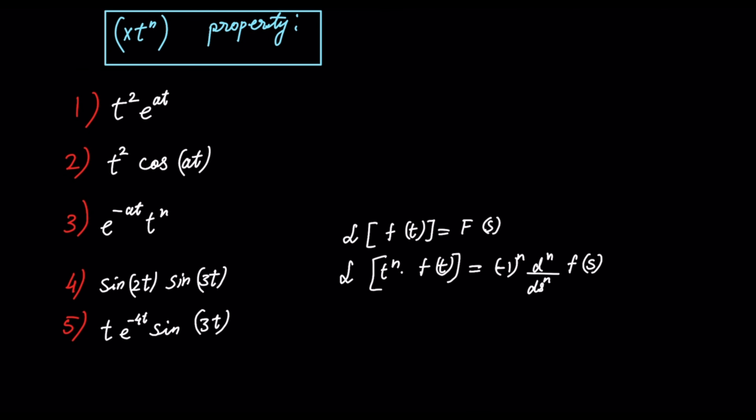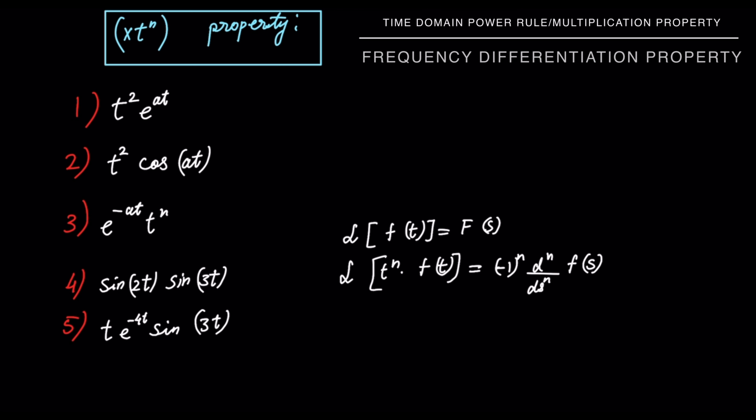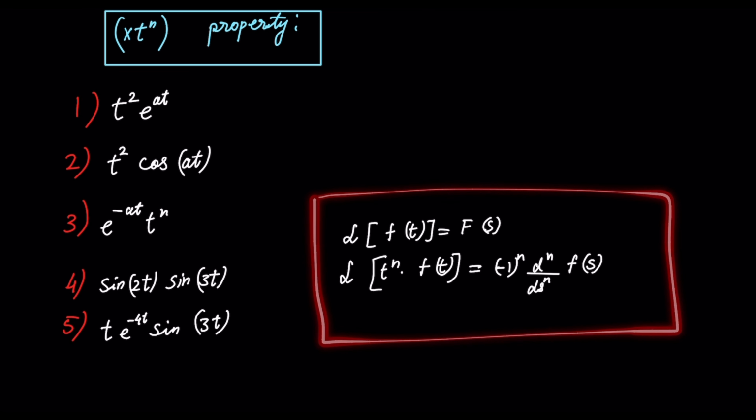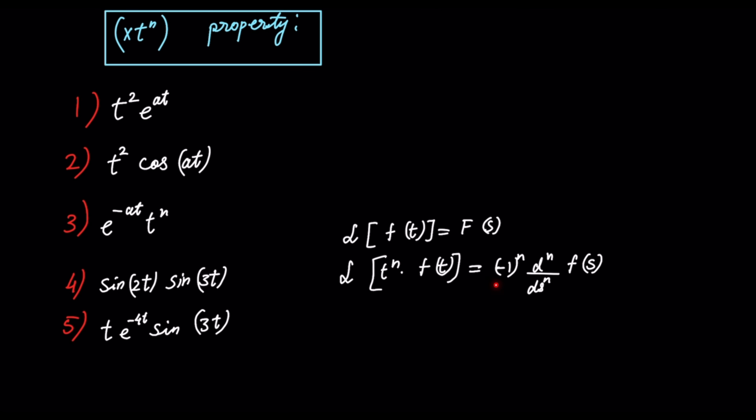Take a look at these examples. In each of them, we will be carrying out the Laplace transform using the multiplication with t power n property. This property is also known by other names such as time domain power rule or time multiplication property, and even frequency differentiation property. This is going to be the standard formula which we'll be using. And here we will be doing minus 1 to the power of n, d power n divided by ds to the power of n, F of s, where F of s is the Laplace transformation of f of t.